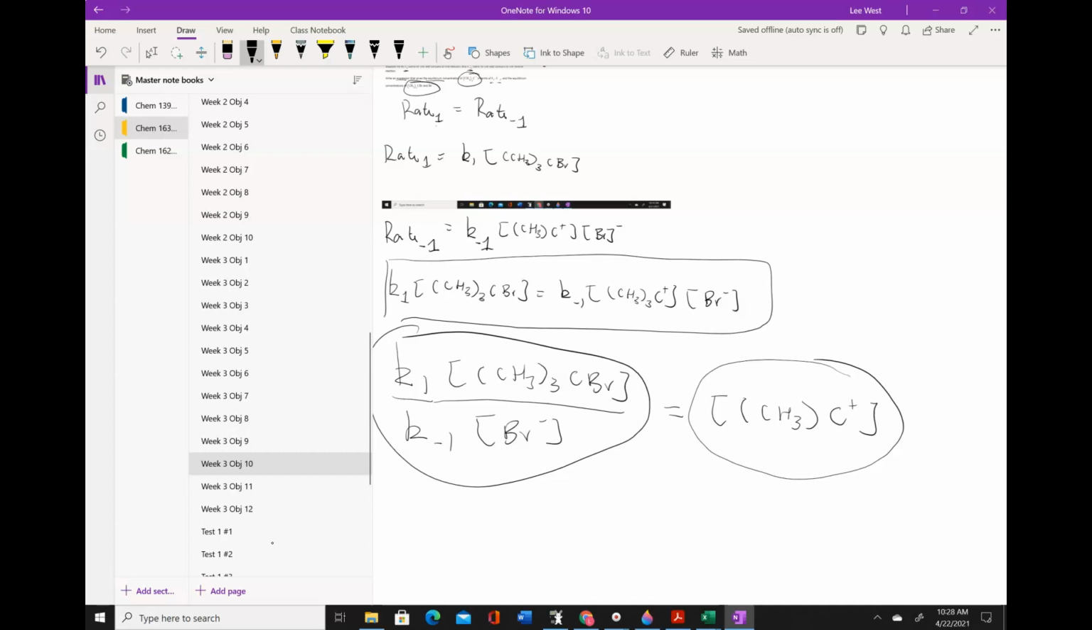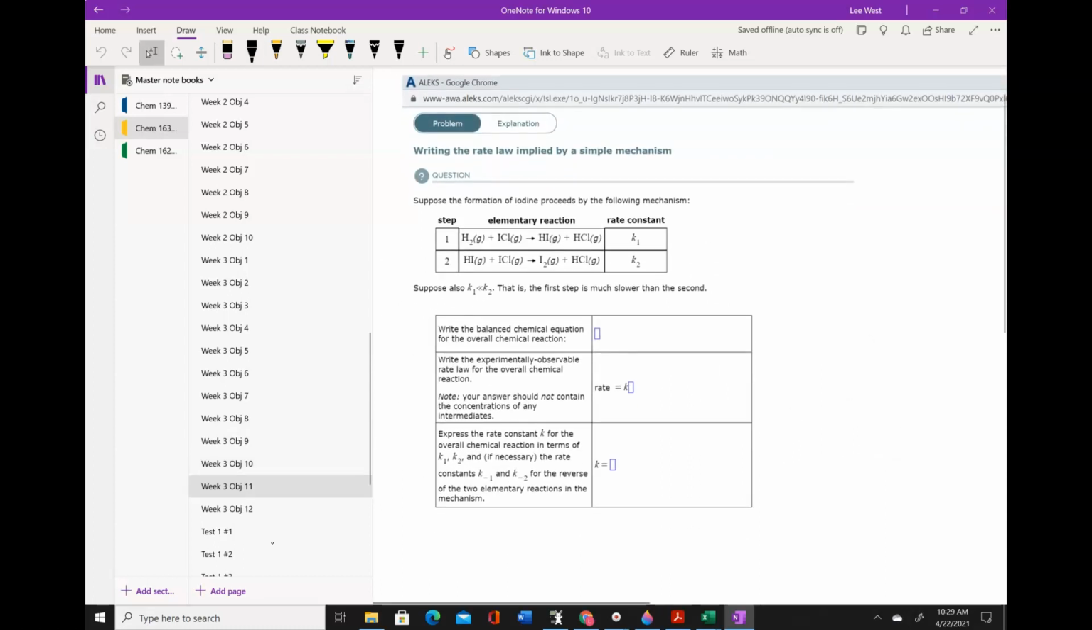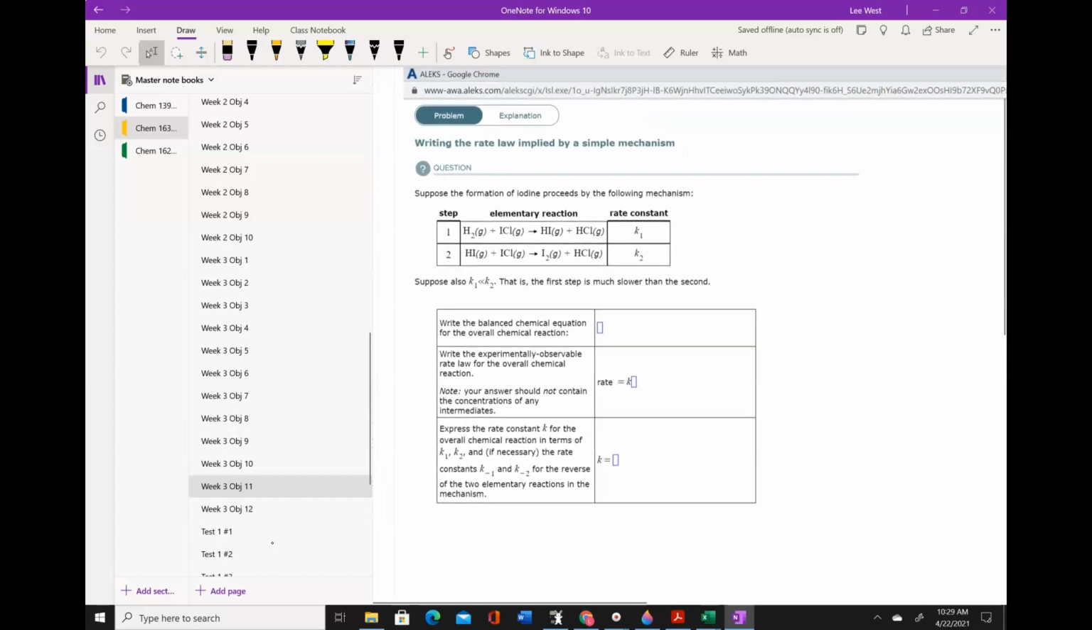So that's a key skill in being able to do that more complicated reaction mechanism problem I was mentioning before, where the second step in your mechanism is slow. So let's have a look. I think we're about to do that problem. It says writing the rate law implied by a simple mechanism. So it's a two-step mechanism, and here are the elementary reactions. It looks like it's first order in everything, only one of each thing. But then here's the kicker.